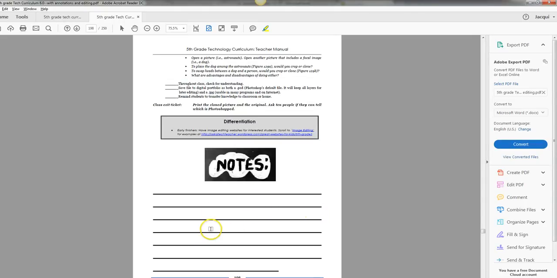And take some notes. How did it go? Was it too much in one lesson? Was it too slow? Whatever. Print the clone picture and the original. Ask 10 people. This is their exit ticket. If they can tell which was Photoshopped.